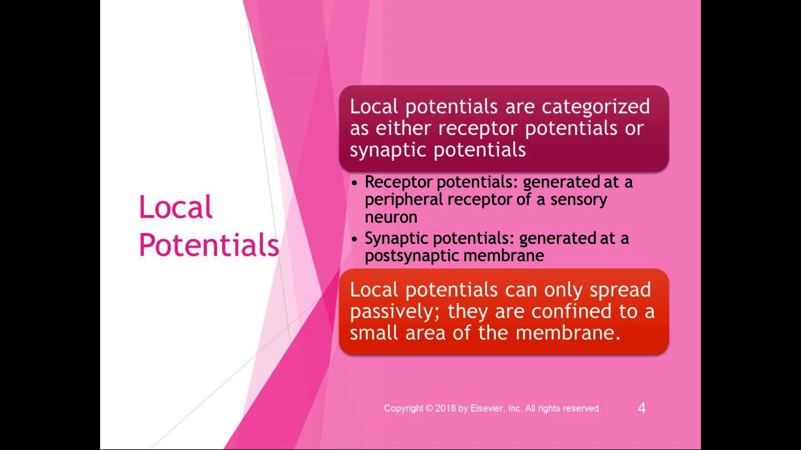Those are usually ligand-gated channels in the postsynaptic membranes on motor neurons or interneurons that are stimulated by neurotransmitters binding to them. And we'll look at the whole sequence in a couple minutes. So local potentials can only spread passively, and they're confined to a very small area of the membrane. Somehow we have to get enough local potentials together to generate an action potential, so it's going to spread down the entire membrane.